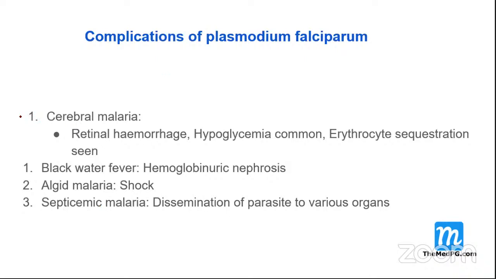So complications of Plasmodium falciparum. What are the complications, students? One is cerebral malaria. So this Plasmodium falciparum will cross the blood-brain barrier, enter the CNS, and there it will cause destructive lesions. Then apart from that, there will be black water fever. What do you mean by black water fever? That is blackish colored urination. That is hemoglobinuric nephrosis. And algid malaria, where the patient presents with shock. And there will be septicemia, where multiple organs are affected with the falciparum, and it will lead to dysfunction of those organs.